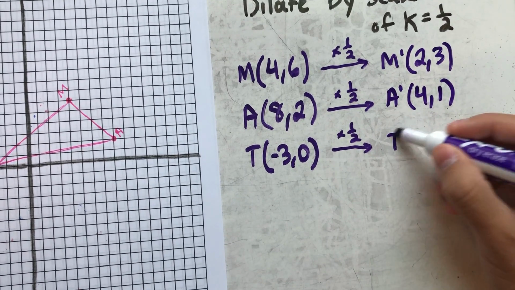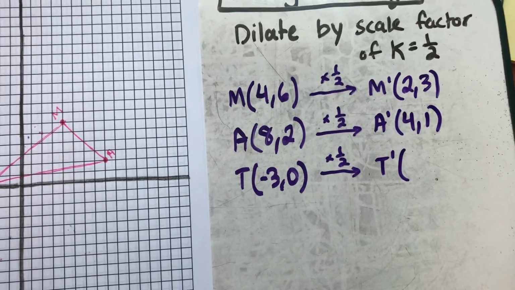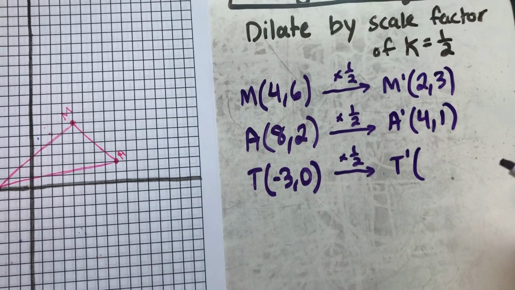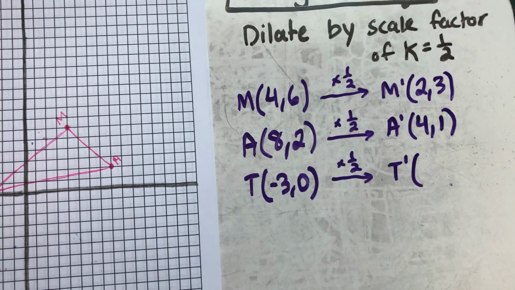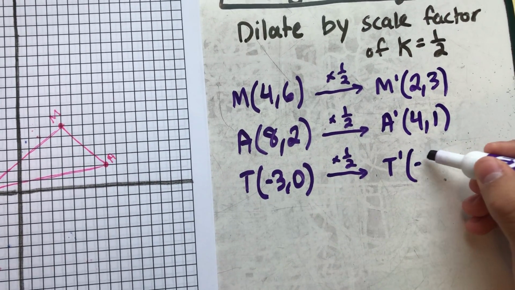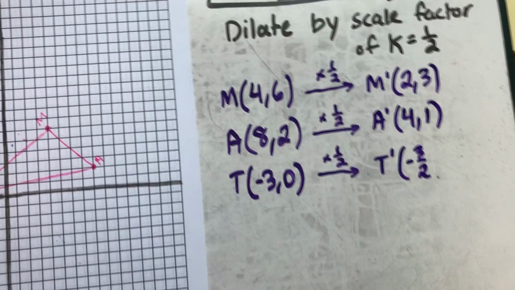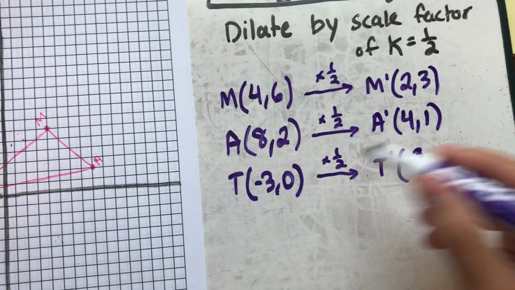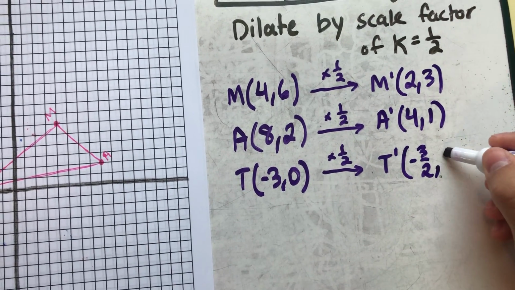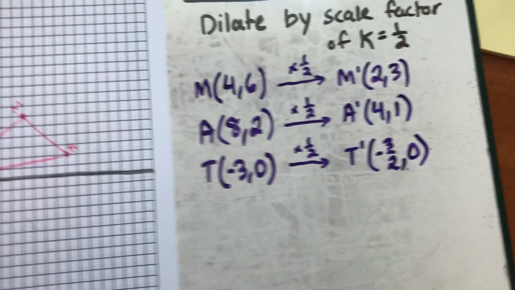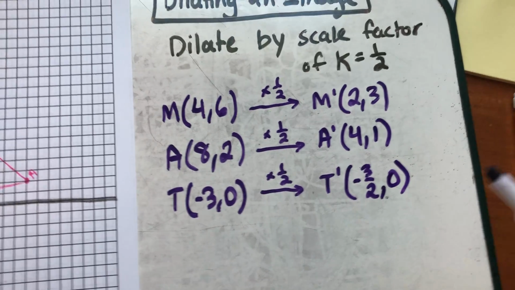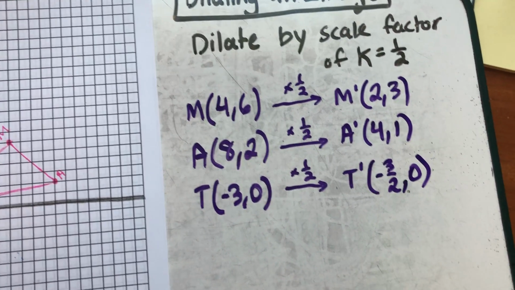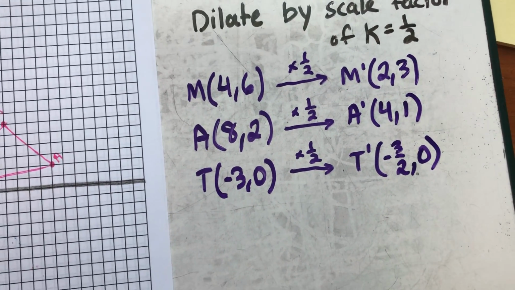And T prime is not going to be as neat, which you're going to see in the problem, in the assignment. You might end up with some of this. -3 times 1/2, you could leave it as -3/2 or -1.5. Doesn't matter. 0 times 1/2 stays 0. All right, so after dilating by 1/2, your new coordinates are going to be M prime, A prime, T prime.